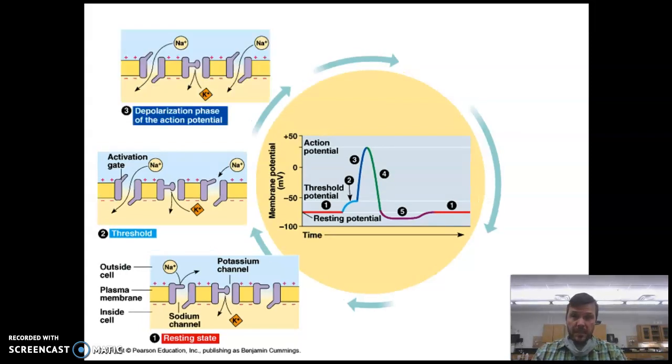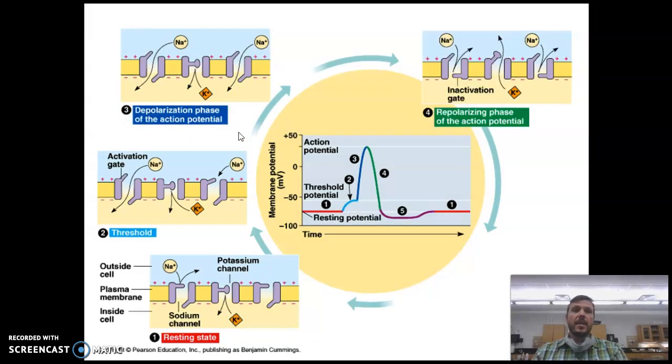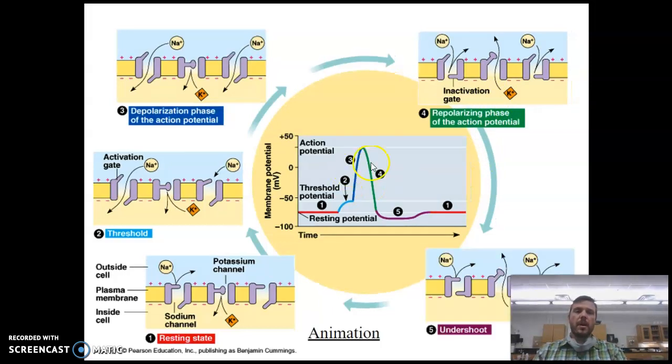Sodium rushes in. Then sodium continues rushing in. Potassium can't rush out just yet, but it's going to be able to complete this whole thing. So the depolarization phase, that sodium's just sort of allowed to freely rush in. And then we're going to shut the sodium channels so that the sodium can't come back out, and we're going to allow potassium to leave. And now what ends up happening is we're going to start seeing that we've got a more positive inside than outside. So we're going to reverse those charges, and I'll show you that in a minute.